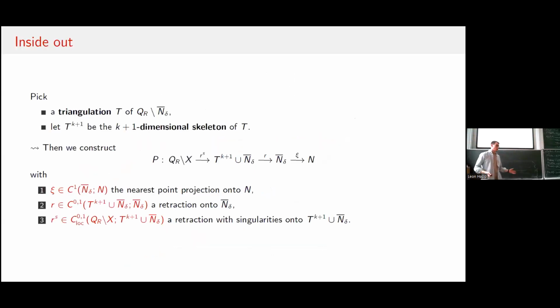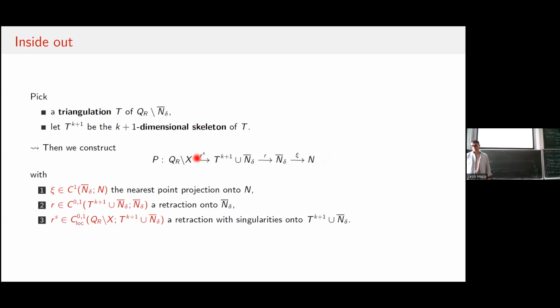How do we construct a retraction? That's the interesting point, I guess. So first you have to triangulate your space. So you take your cube, take away the closure of your tubular neighborhood, triangulate it, and we call T^(k+1) the (k+1)-dimensional skeleton, which is all the faces of your triangulation up to dimension k+1. And then we construct the retraction from the inside out. We go from n delta to n with the nearest point projection. Then due to this k-connectedness of the target manifold, we can go up to T^(k+1). And from there, we will develop singularities. So we can go up further to the whole space.